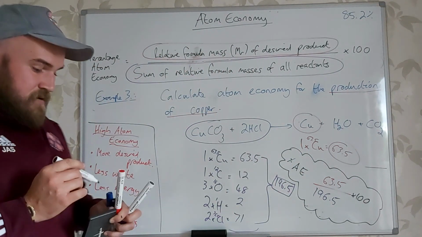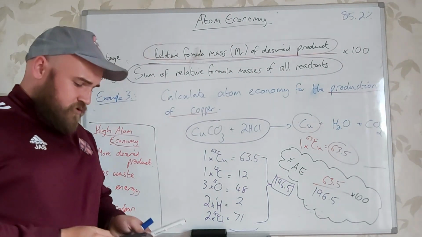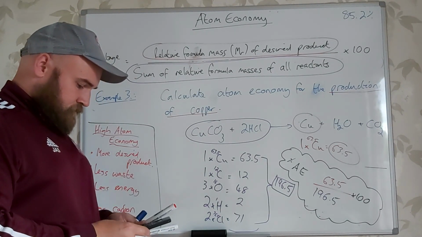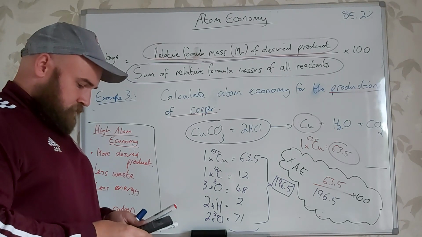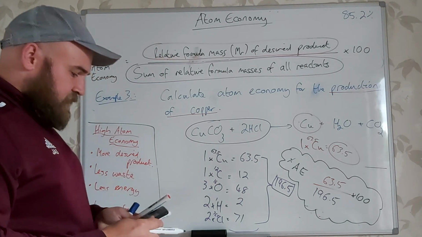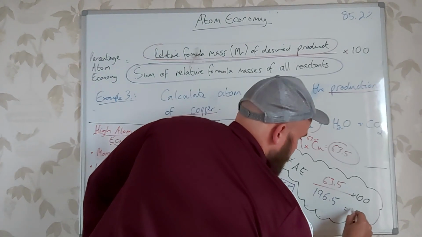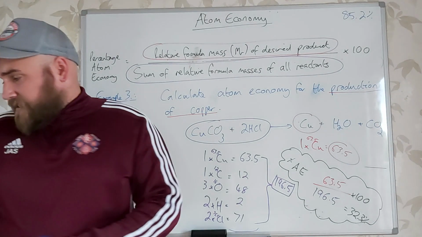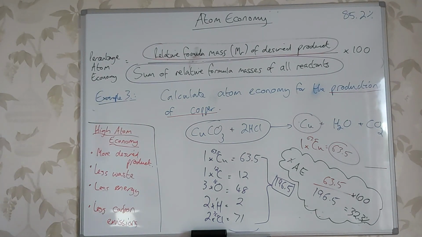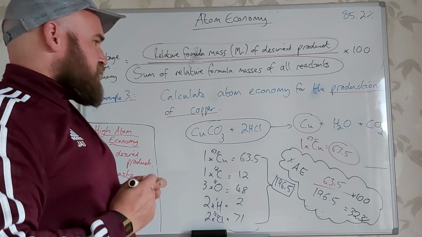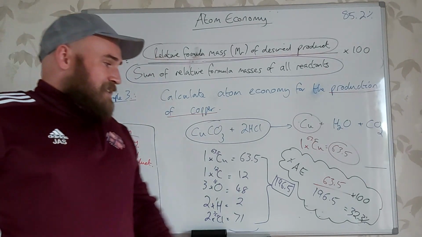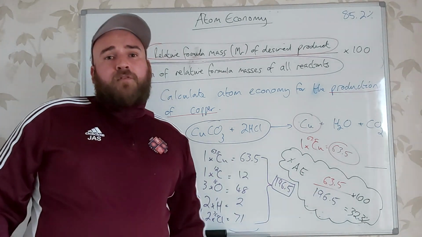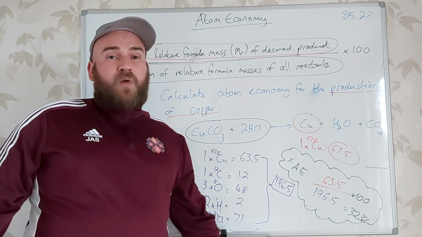Like I say, you can pause this video at any point and have a go if you want. I'm just going to try and work out the answer. 63.5 over 196.5 times 100, which is 32.3%. Okay, so again, that's not the highest atom economy in the world. There are probably going to be much better reactions out there for generating copper, because that tells you that for every 100 grams of reactants you put in, you're only going to get 32.3 grams of the product that you want. The rest of it is going to be waste products.